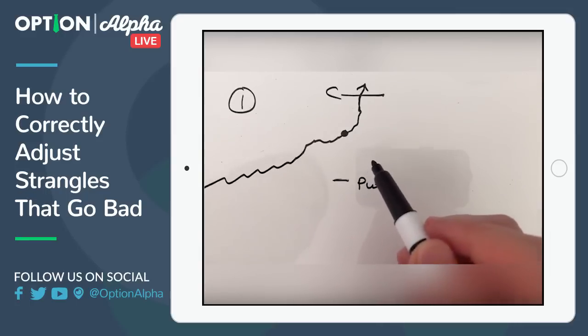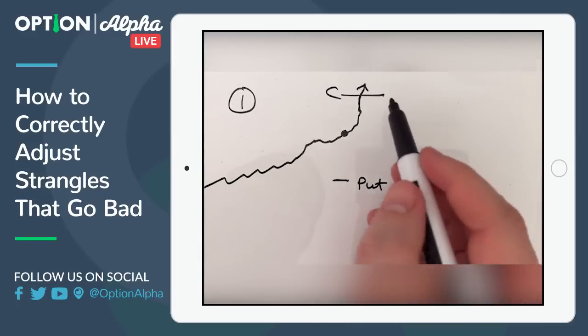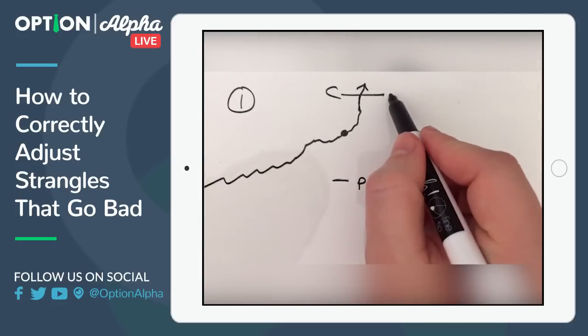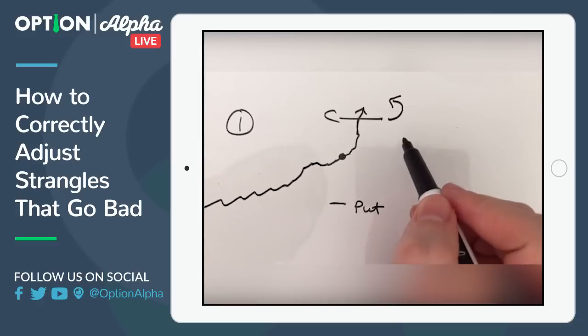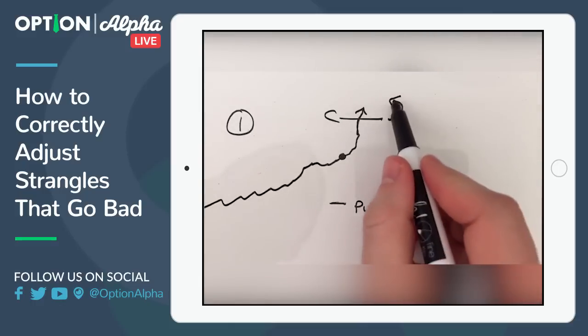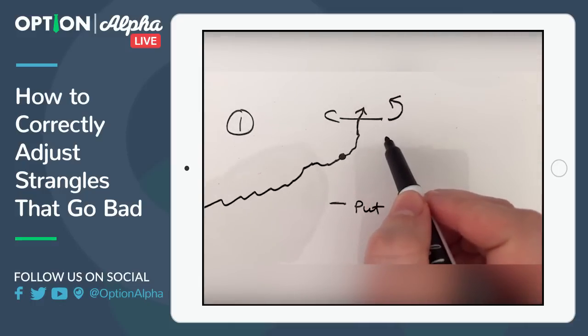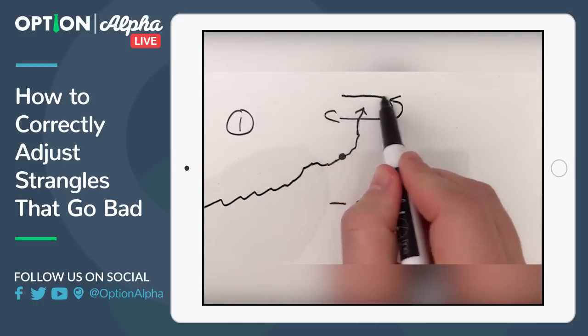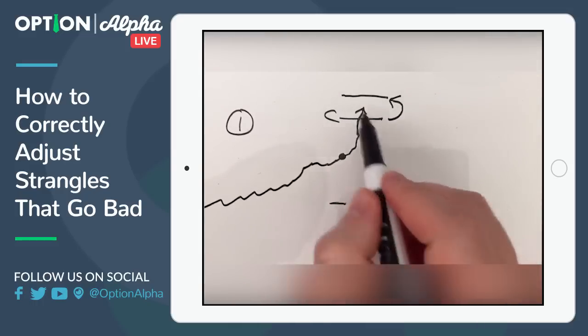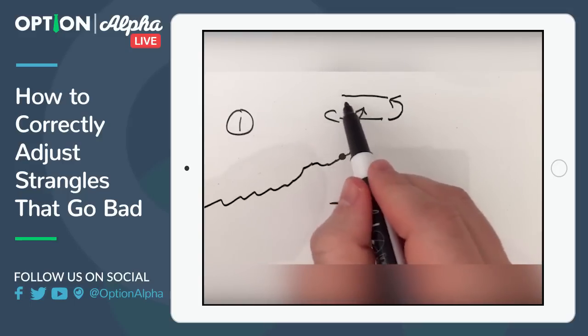Now, what a lot of people will teach you to do, and I think this is the wrong way to do it, is that they will teach you to move your tested or challenged side higher. Let me slide this down so you can see it for a second. They'll say close this out and reestablish a new position higher up, to give yourself more room. And I get the logic behind that.